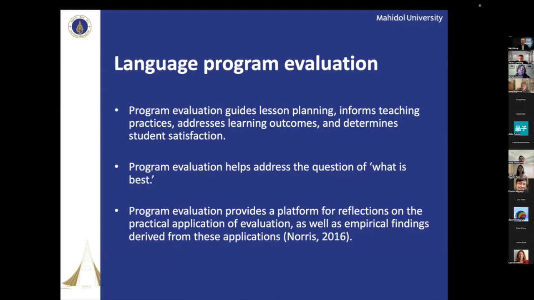And program evaluation can also help us address the questions of what is best and of course areas where improvement is actually needed. And it serves as a platform for reflections on practical applications of evaluations as well as empirical findings from these applications.